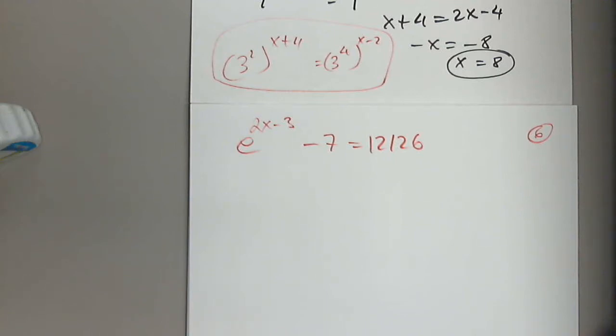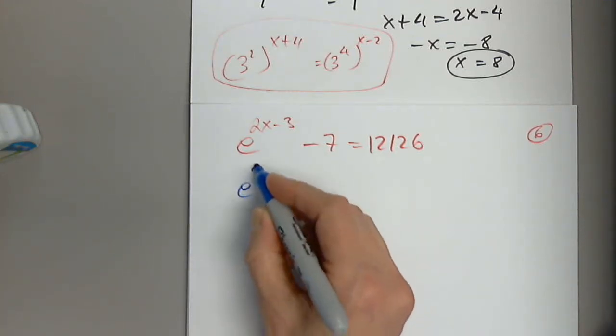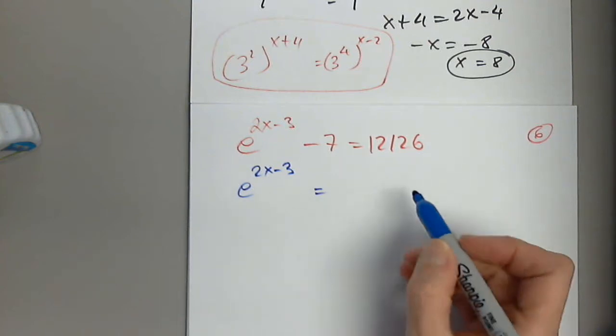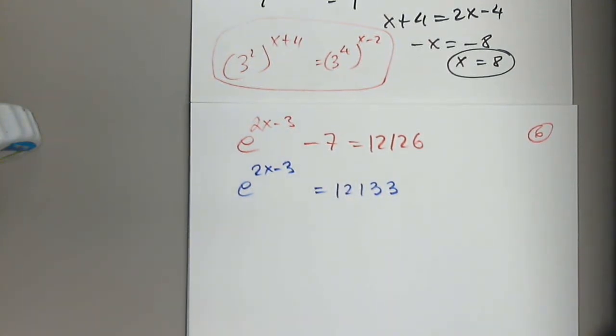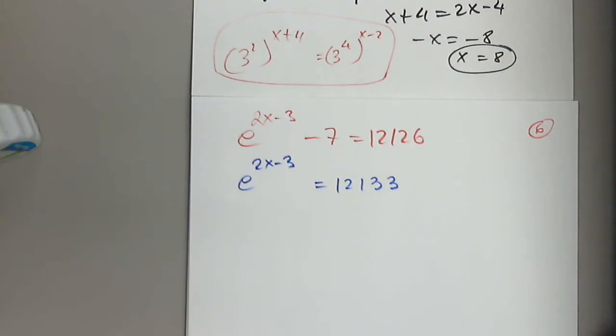Yes, get rid of the 7, meaning I'm adding 7 to both sides. e to 2x minus 3 equals 12133. Now this is completely cleaned up. I could never ever present both sides with the same base. I wish I could, but I can't. So 12133 can now be presented with base e.